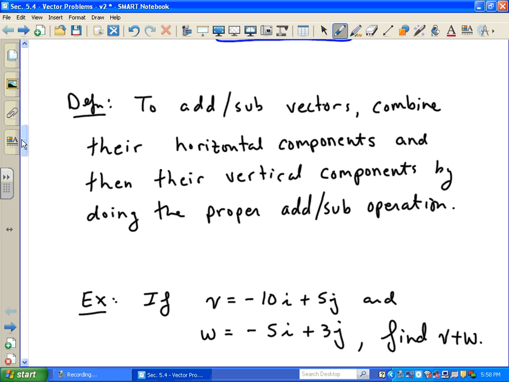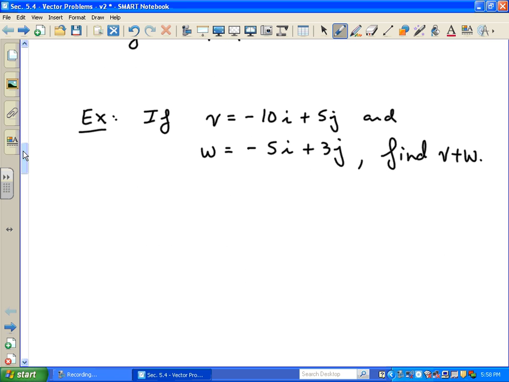Okay, another definition: to add or subtract vectors, you combine their horizontal components and then combine their vertical components by doing the proper addition or subtraction operation. It's basically just like combining like terms. So in this case, if v is equal to negative 10i plus 5j and w is equal to negative 5i plus 3j, find v plus w. We talked about earlier in our definitions actually drawing v plus w. In this case, they would just want to know the resulting vector that would be the sum.